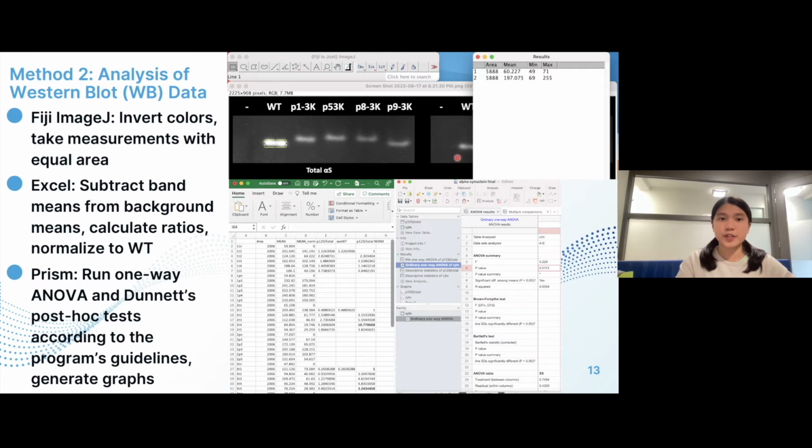The second method which I used to analyze was the Western blot data. I used the software Fiji ImageJ to invert the colors and take measurements with equal area. Then I imported the results into Excel and I subtracted the band means from the background means, calculated the ratios, and normalized them to wild type. I copied and pasted these results into Prism, and I ran the one-way ANOVA and Dunnett's post hoc tests according to the program's guidelines, and I generated graphs from them as well.